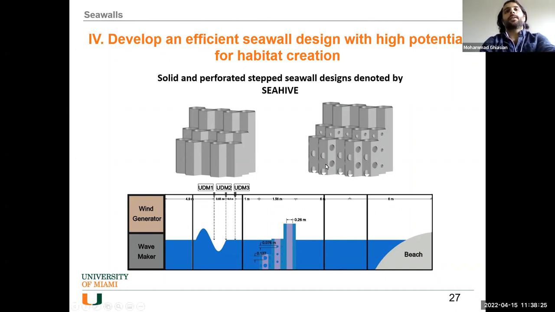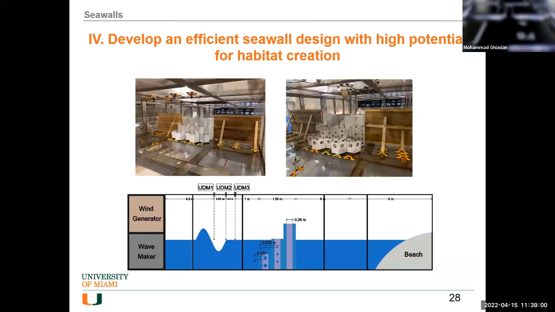This structure was tested again in a facility in order to evaluate the performance of this structure in terms of wave energy dissipation and wave reflection reduction. In order to do that, first we built the structural model with no perforation. Then we added the perforation, which gradually increases from the first layer compared to the last layer of the structure, which is solid. And then the results were also compared with the regular seawall design that we have for common practice.